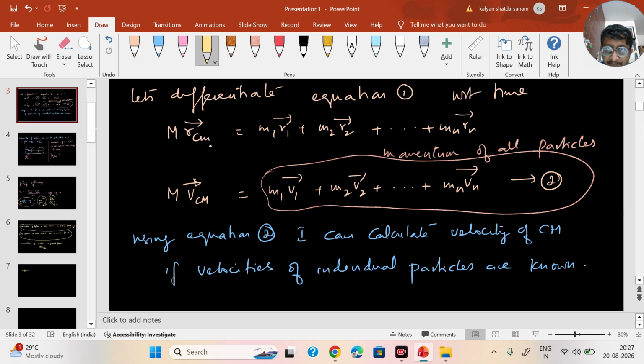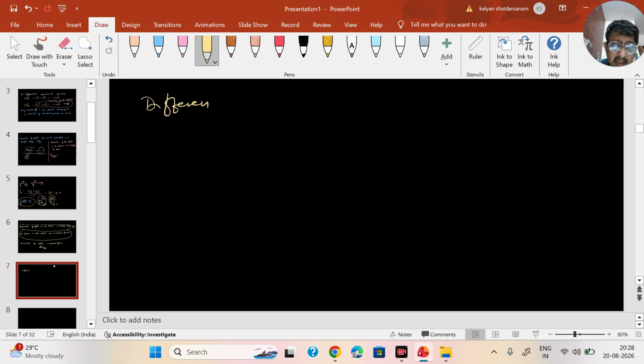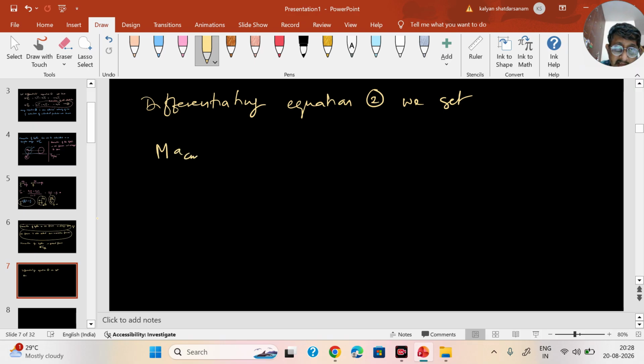That is equation 1. I got the velocity of center of mass, that is equation 2. I go just one more step ahead and find acceleration of center of mass. So differentiating equation 2, we get total mass into dVcm by dt, which is ACM, acceleration of center of mass, is m1a1 plus m2a2 plus so on mnan. I call this equation 3.